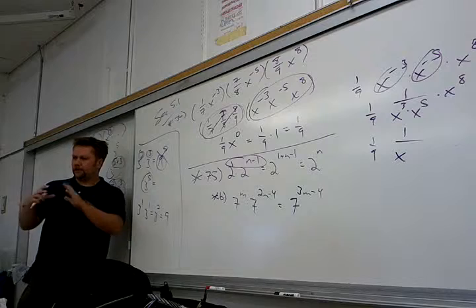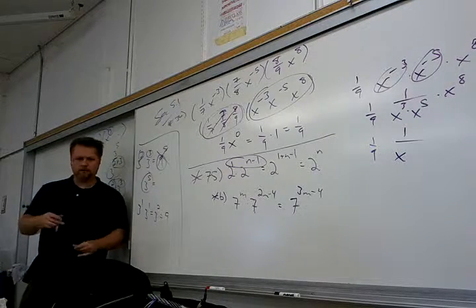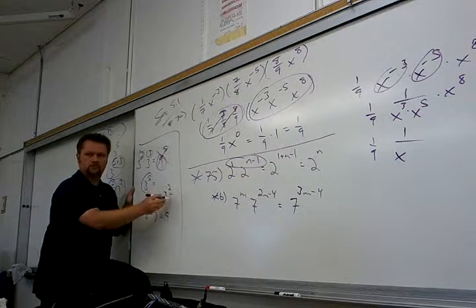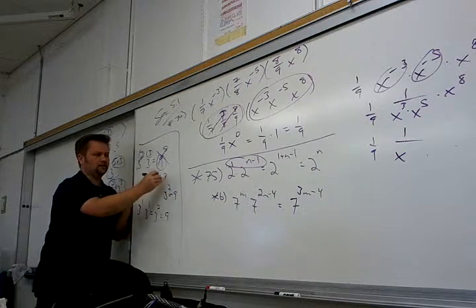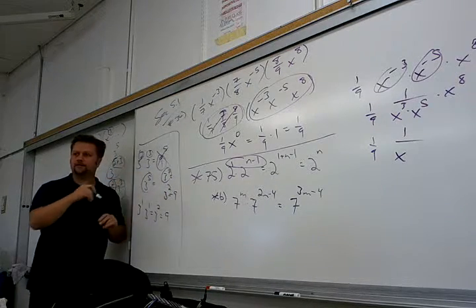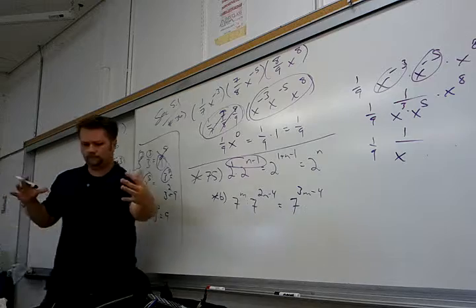Now, on a test, I'll be careful. I'll say leave your answer in one form or another. But if you get 3 squared, go ahead and make 9. If you get 3 to the 7th, maybe just leave it 3 to the 7th. I don't need that big number, right? Okay.